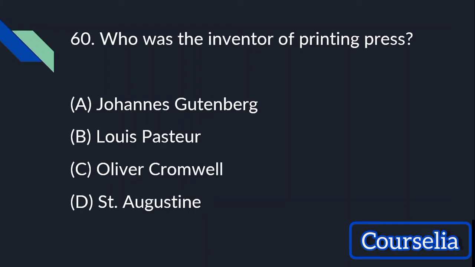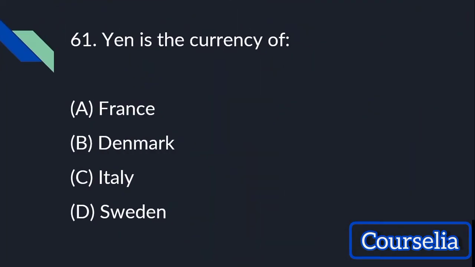Who was the inventor of printing press? Johannes Gutenberg. Yen is the currency of France, Denmark, Italy, Sweden, none of these. Yen is the currency of Japan.